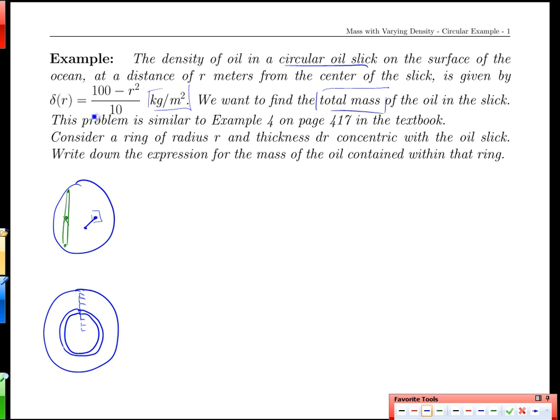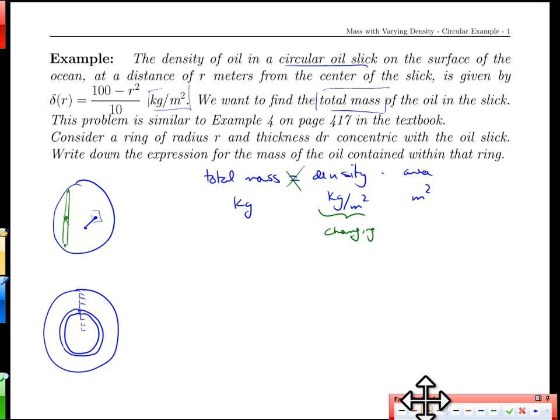It's worth noting that we, again, have this problem that we can't find the total mass as density times area. Now that would be the tempting way again, because the units work out nicely. We want kilograms of oil, we have a density, we have an area, but the problem is that's not going to work because this density is changing. If I asked you, what's the density of the oil in this slick? Well, it depends on where you look. It depends on what r is.